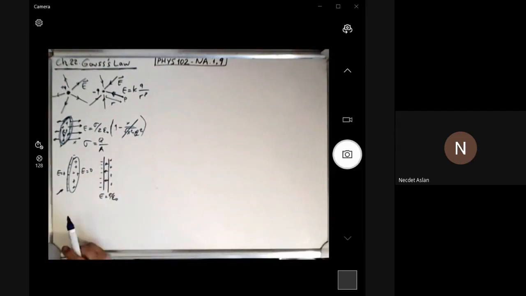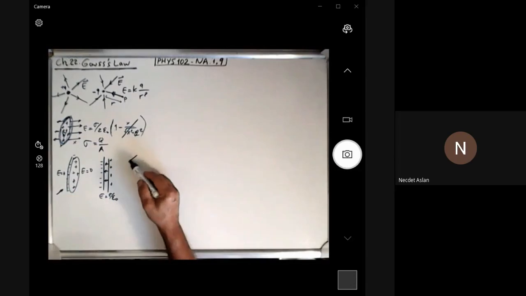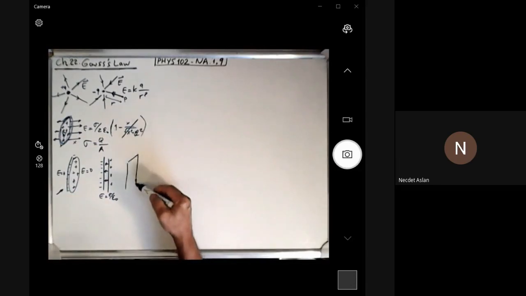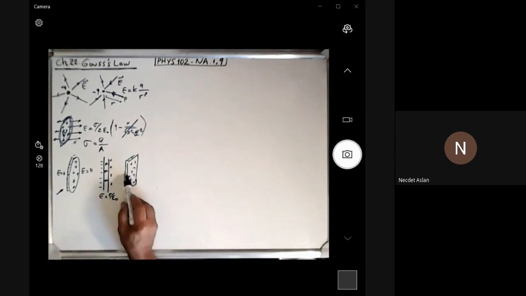So this is the case. It doesn't matter what kind of surface you have. You could also have a rectangular surface as long as they are loaded with opposite charges. Then the electric field inside will be exactly sigma over epsilon 0.